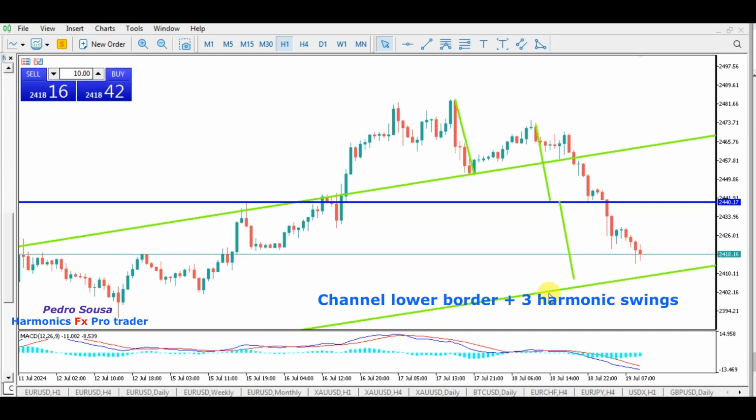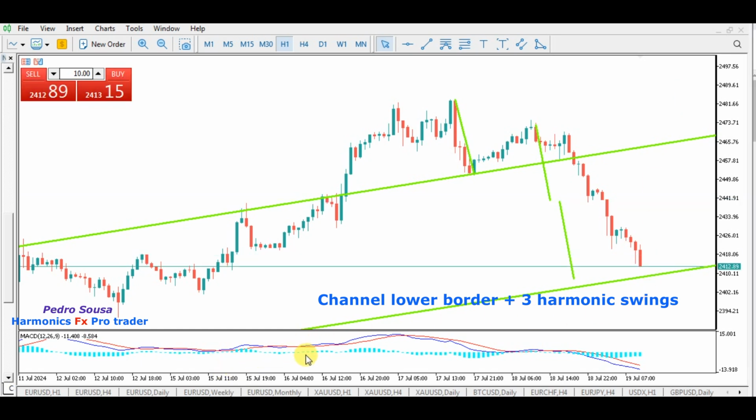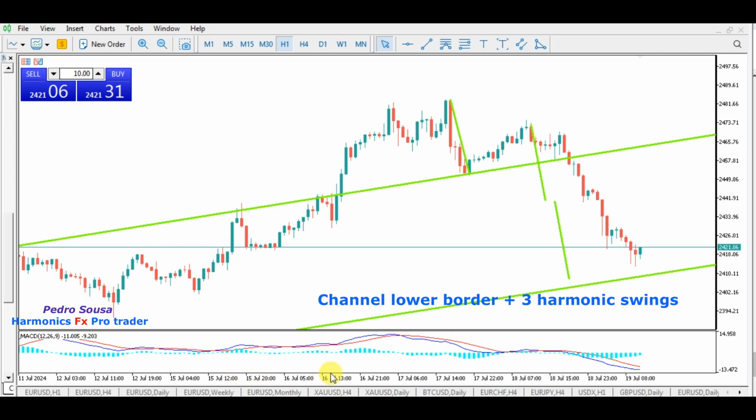You can see I've marked the swings in green. There's 3 of them now. Usually when price breaks the first one, it means that we will probably get a third one. That is the harmony of the market. It does happen most times.